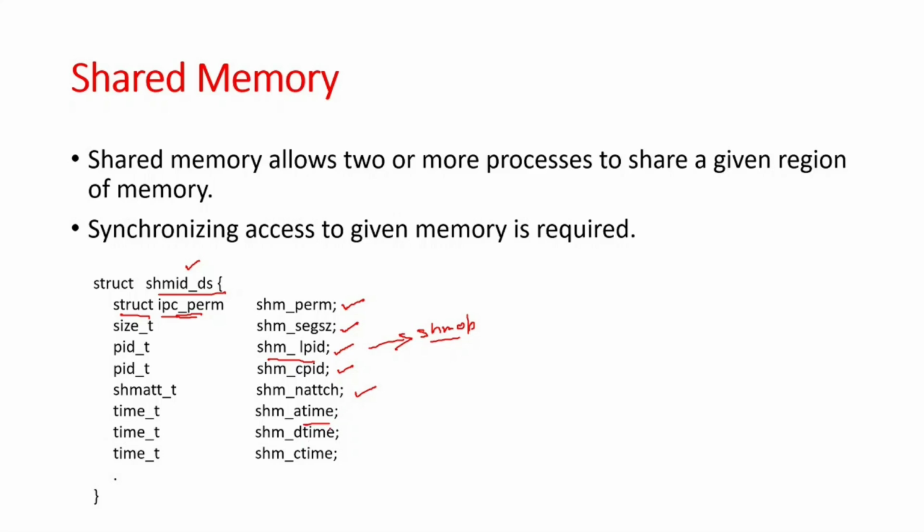Last attach time in the sense that the shared memory needs to be attached to the address space of one of the processes, right? So this time represents the time at which the shared memory is attached to the address space of the process. Then there is the detached time, when the shared memory is detached from the process's address space. And c time represents the last change time. So all these three are with respect to time. This is the structure that is maintained by the kernel for the shared memory IPC method.